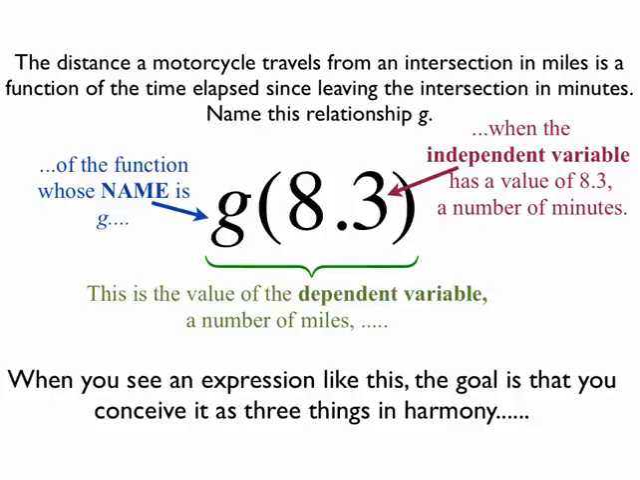Okay? Now, you don't have a rule for G, so we just leave it at that. Questions on that? So function notation gives the value of the dependent variable when the independent variable is this value right here. In this case, it's a number of miles when the independent variable is 8.3 minutes. Okay, do it again. Ready?